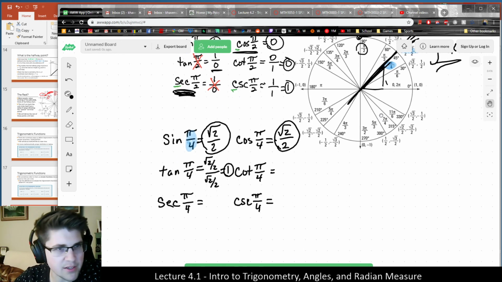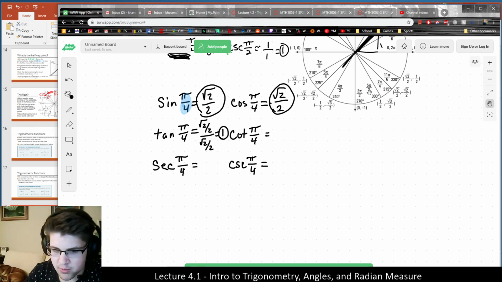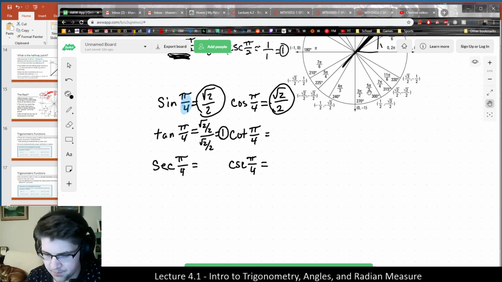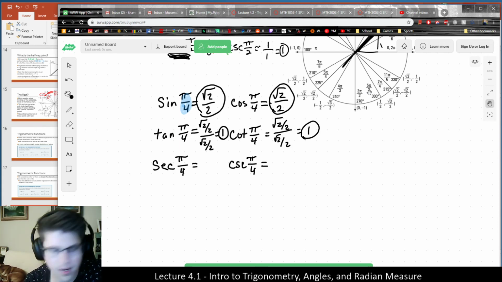Anyways, let's finish the examples. The cotangent of pi over 4 is the reciprocal of the tangent. It's just the reverse ratio, so it's x over y instead of y over x. Since both x and y are the same, obviously it's going to give us the same result, 1, for the cotangent of pi over 4. Secant and cosecant would be 1 over x and 1 over y, respectively. Hopefully I said that right, but in this case it doesn't matter because they're both the same.